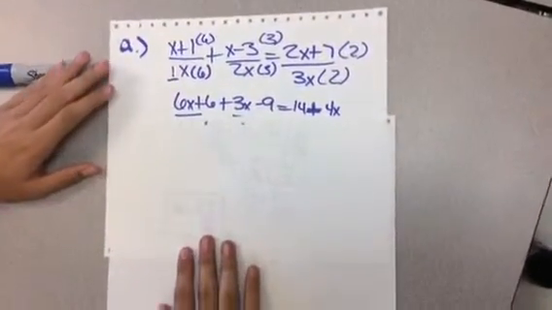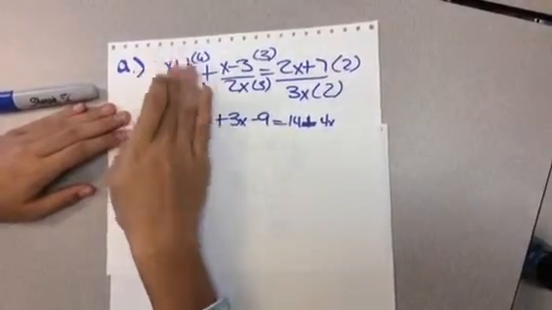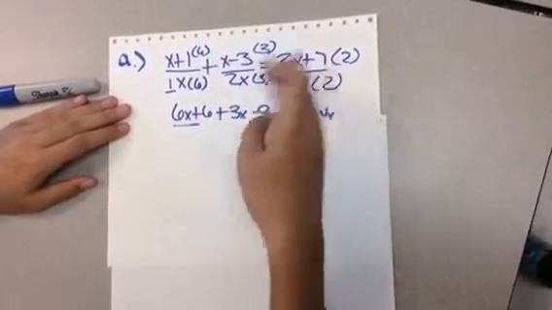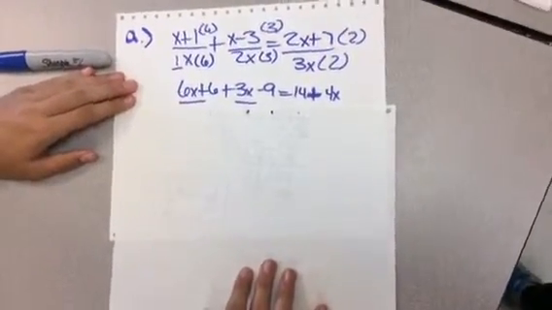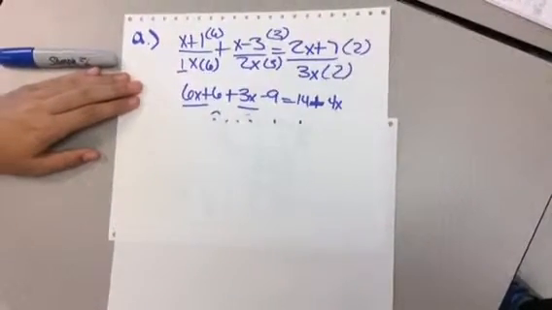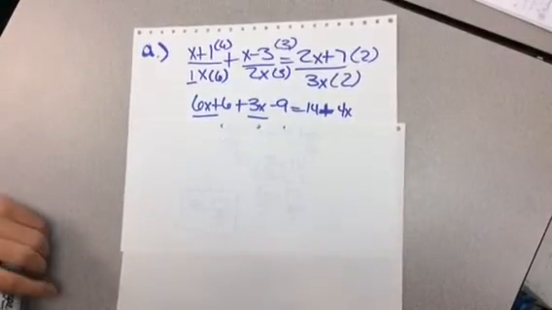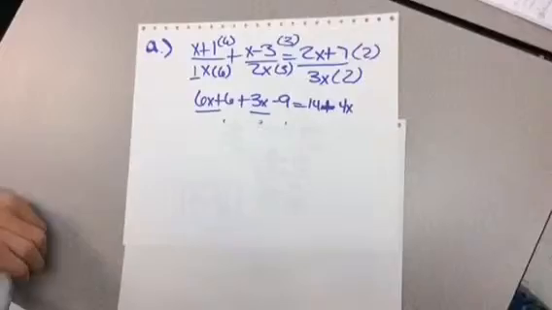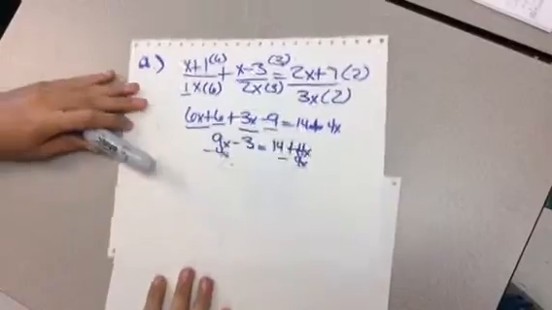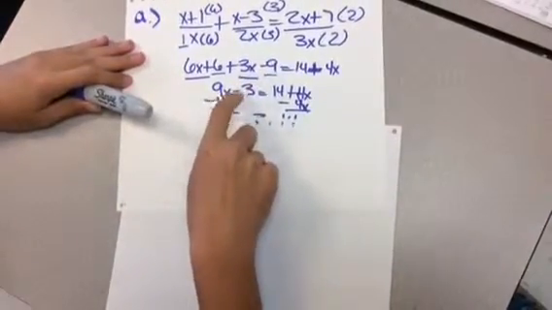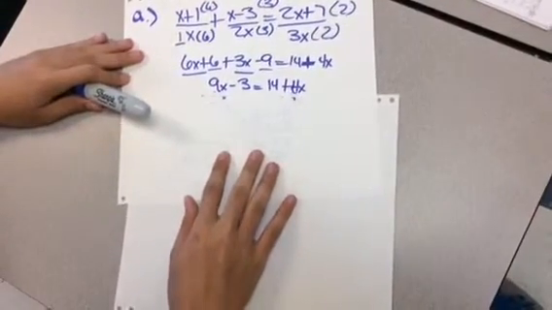Now when we multiply, think of the distributive property, like having 6 in front of x plus 1, having 3 in front of x minus 3, and having 2 in front of 2x plus 7. And you get 6x plus 6 plus 3x minus 9 equals 4x plus 14, however you want to arrange that. On the left side of the equation we have like terms that we can combine: 6x and 3x, and 6 and negative 9. 6x plus 3x is 9x, and 6 minus 9 is negative 3, so 9x minus 3 equals 14 plus 4x.